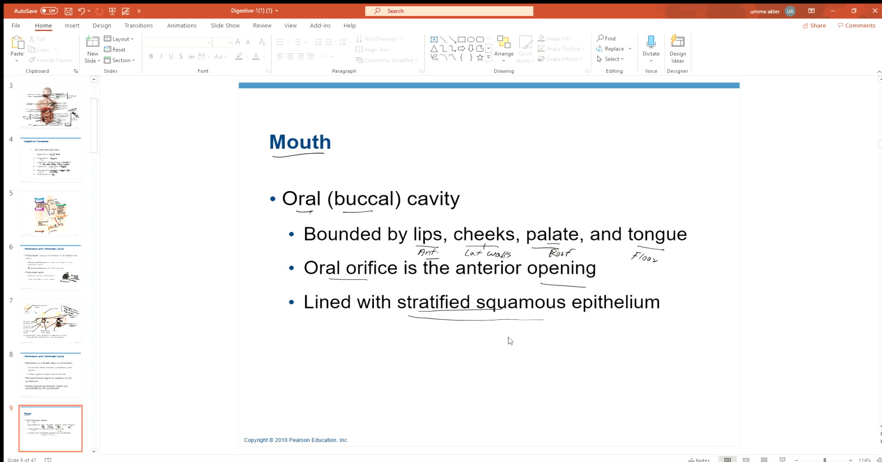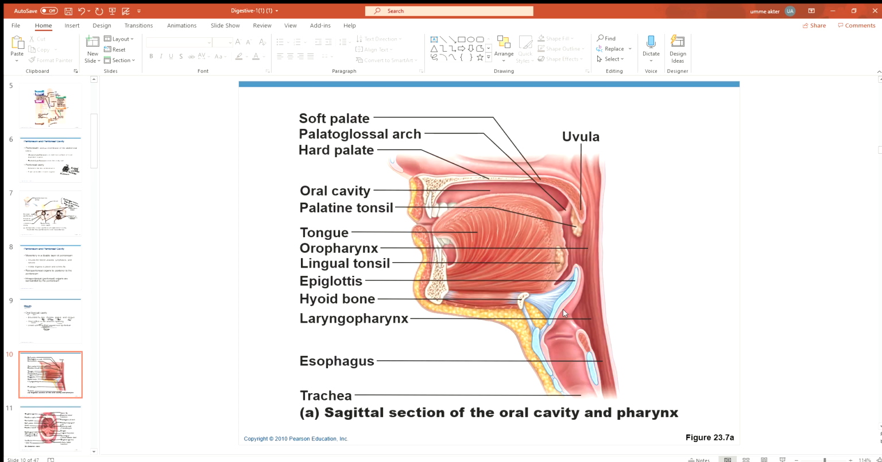Why stratified squamous? Because the chance of friction is very high. A lot of friction occurs inside the mouth, because when you chew the food, foodstuffs, there is a good chance that can injure the oral cavity. So that's why you have a stratified squamous to protect the mouth from friction. So this is the oral cavity or mouth, lips, anterior boundary. This is the palate, roof of the mouth, tongue is the floor.